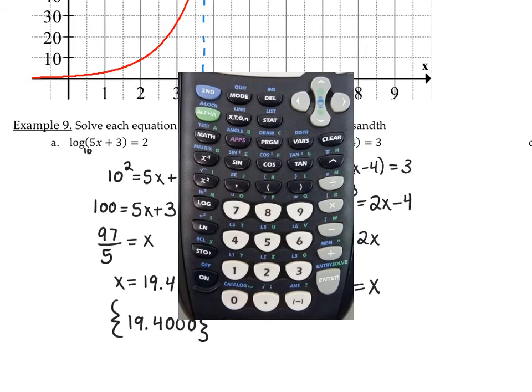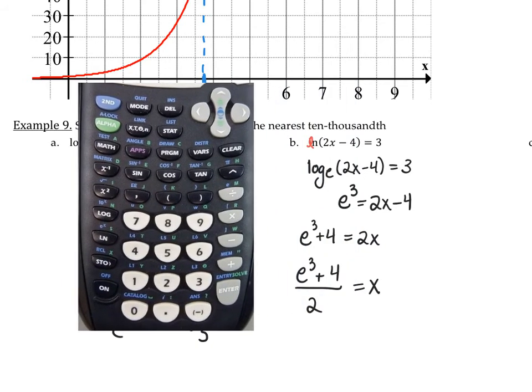Now on your calculator, you would find the E button, which is right here, and you would start with parentheses. So you'd have parentheses, and then you would do e to the third plus 4, and then divided by 2.